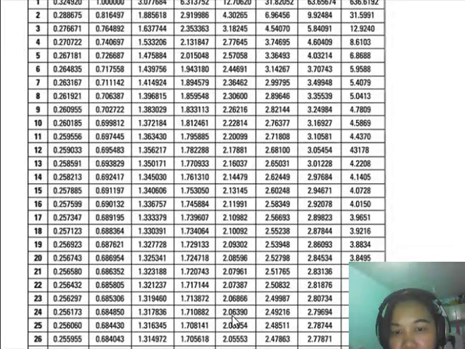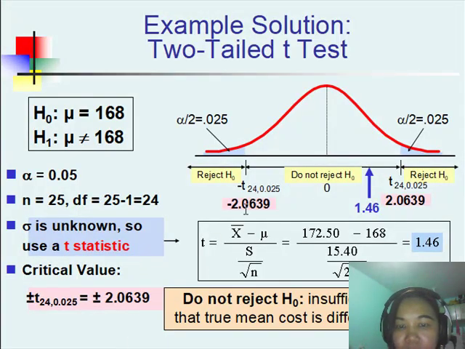So we get 2.0639. Okay, so that is why we have negative 2.0639 for the left side of your distribution, and for the right rejection region, the critical value is the positive 2.0639. Okay, so we calculate the t, or the t-test, using the formula.